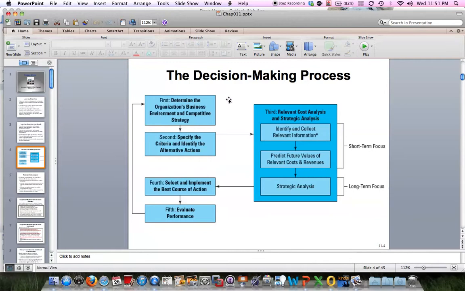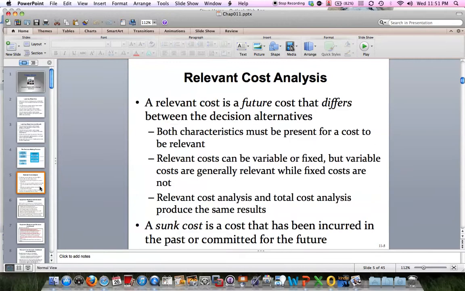And so that leads us to 3, and there's 3 parts to 3, and that is to identify and collect the relevant information. And we've talked about what relevant is, and we'll talk about that some more yet. Predict future values of relevant costs and revenues. So we're trying to predict the future based on the choices that we make. Those are both short term. Then long term we'll apply some kind of a strategic analysis to it, and then select and implement the best course of action, and then finally evaluate their performance after that course of action has been adopted. Okay, so obviously it's kind of logical, makes sense, but lots of things to consider and think about there.